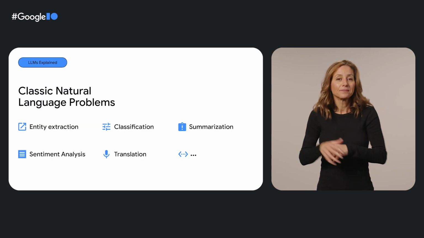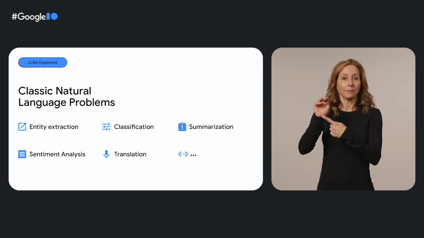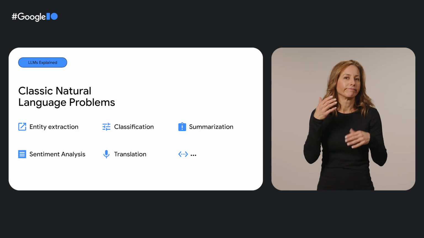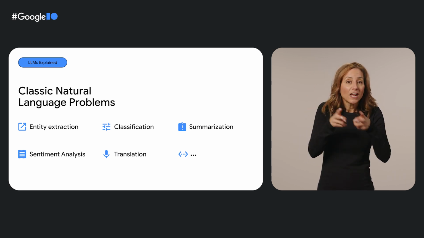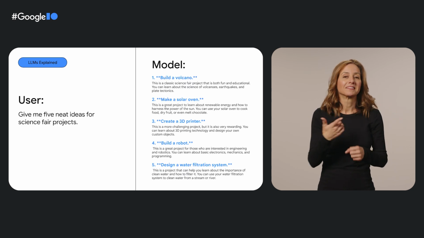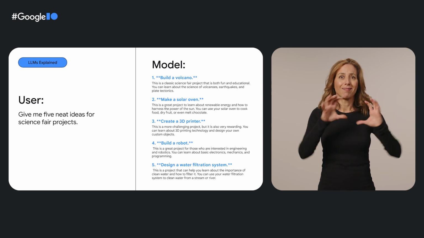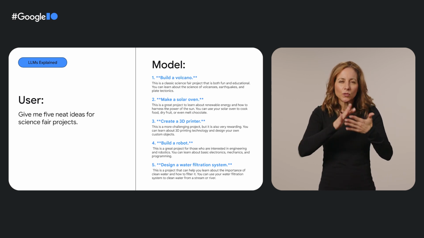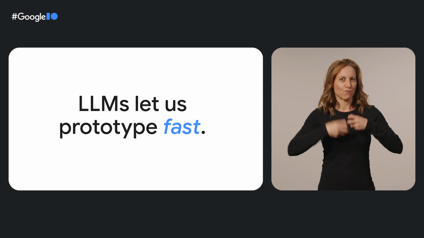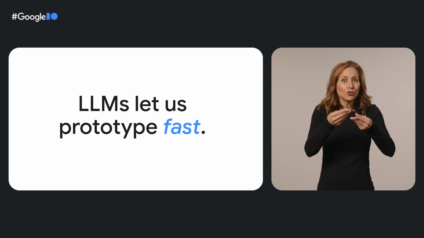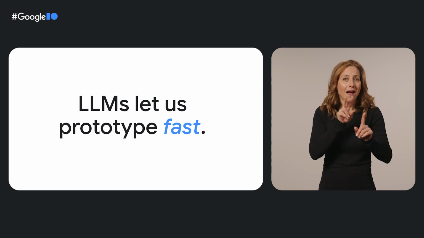And what kinds of language applications am I talking about? For one, LLMs let us quickly solve many classical natural language problems like entity extraction, text classification, summarization, sentiment analysis, and translation. But they're also capable of solving a whole new class of complex, nuanced language tasks like explaining humor, or even creative problems. Not only are LLMs helping us solve new problems, but they're also helping us prototype AI-powered applications faster than ever. And that's a big deal.